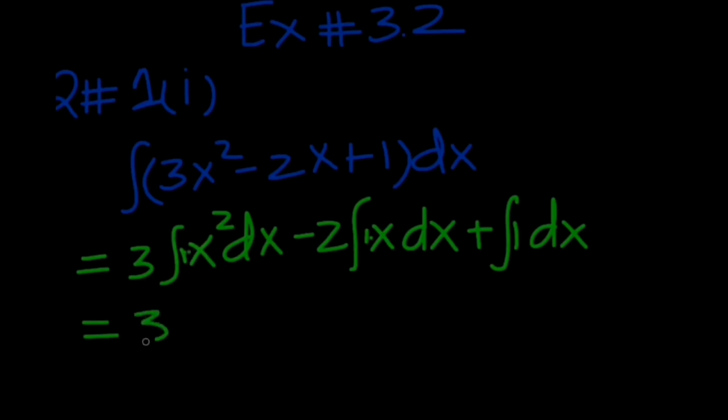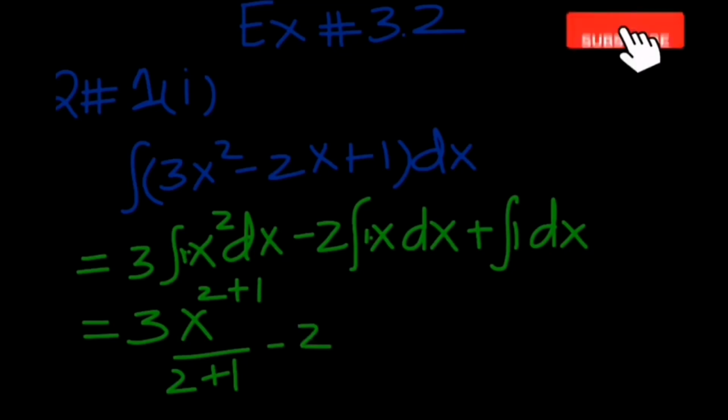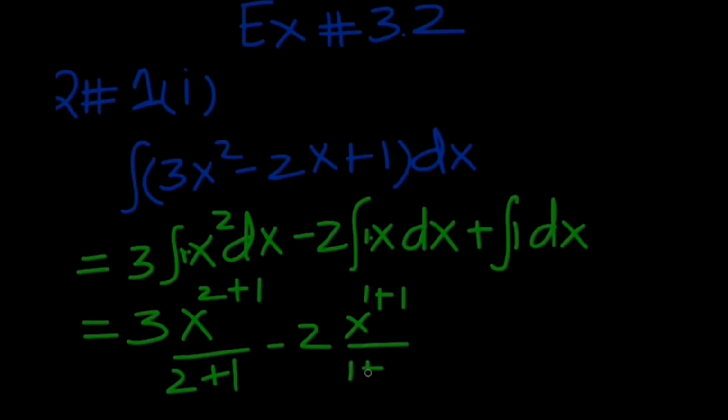So we increase the power of x by 1. The power of x is 2. We add 1 to it and divide by the same value. This is the integration. Minus, the same thing happens for this. The x derivative is with it, written in product. So we add 1 to the power of x and divide by that. Plus integration of 1 is x. Also we write c with it.